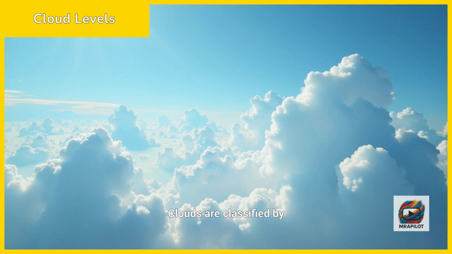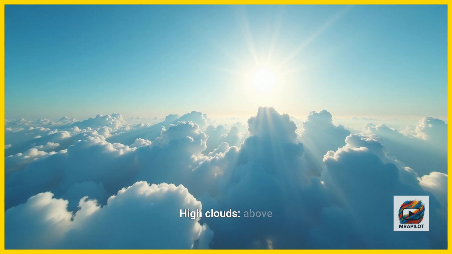Clouds are classified by altitude and appearance. There are three main levels. Low clouds, surface to 6,500 feet. Middle clouds, 6,500 to 20,000 feet. High clouds, above 20,000 feet. Now let's break down the major cloud families.